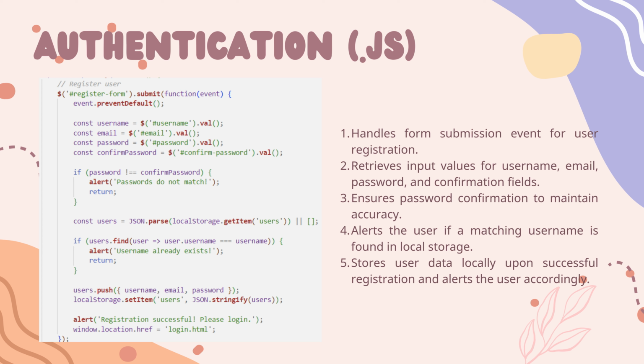In this authentication JavaScript for register user code, it will handle the form submission event for user registration. It also retrieves input values for username, email, password, and confirmation fields. It ensures password confirmation to maintain accuracy, and it will alert the user if a matching username is found in local storage. It will also store the user data locally after successful registration and alert the user accordingly.